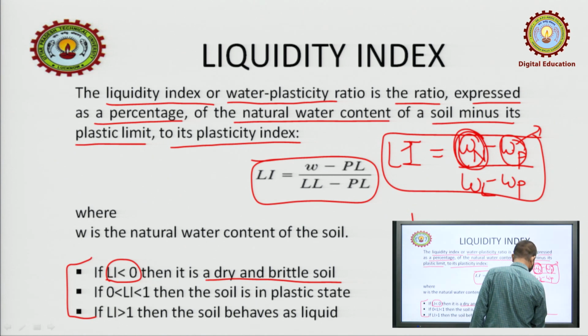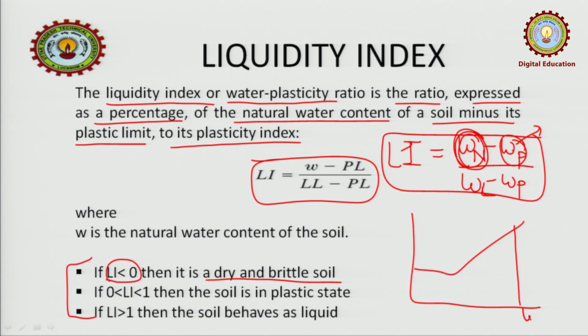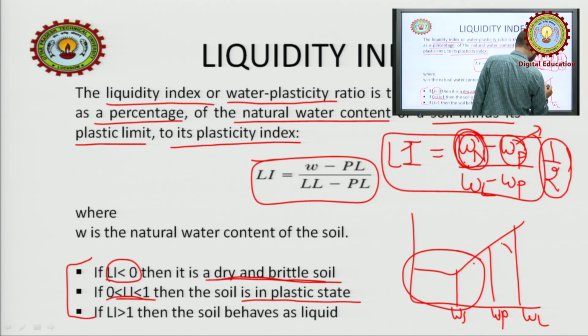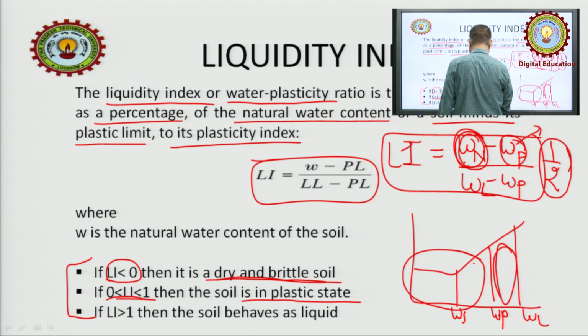If you remember the graph, Wl, Wp, Ws, the natural water content must be in this part only, then this will be bigger. So, it will be in dry and brittle condition. If it is in between 0 to 1, then the soil is in the plastic state. 0 to 1 means if it is, let us suppose, half, what does that mean? It is lying in this area. So, this is what it is telling us.